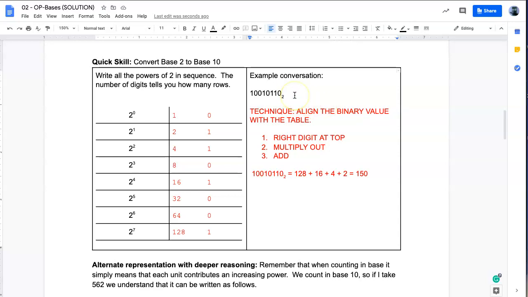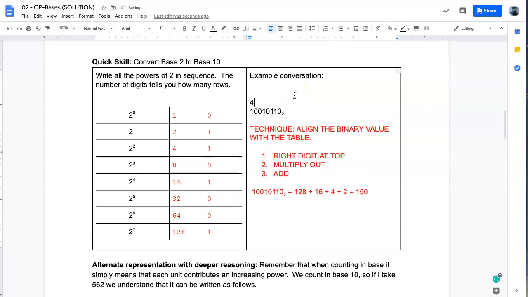In the same way that when we think of base 10, if I have something like 342, we learn to write this as 3 times 100 plus 4 times 10 plus 2 times 1, right? 3 is in our hundreds unit, 4 is in our tens unit, and 2 is in our ones unit. Binary works the same way, but instead of using powers of 10, we use powers of 2.